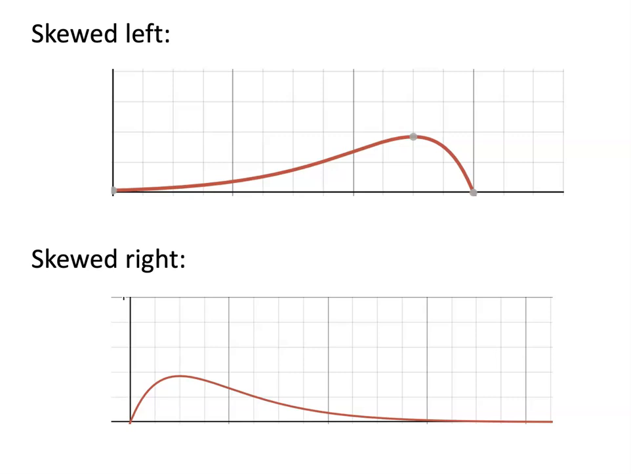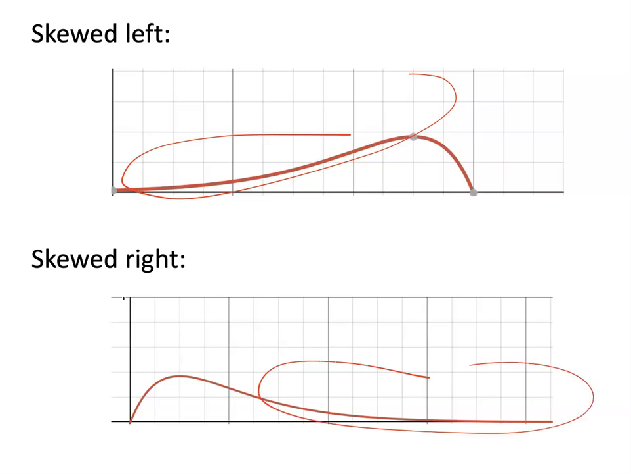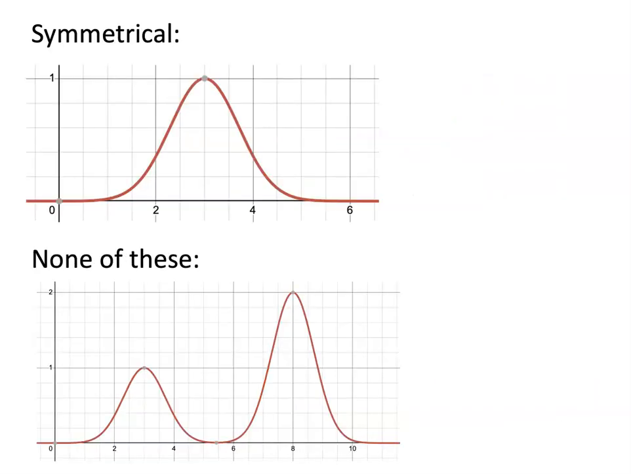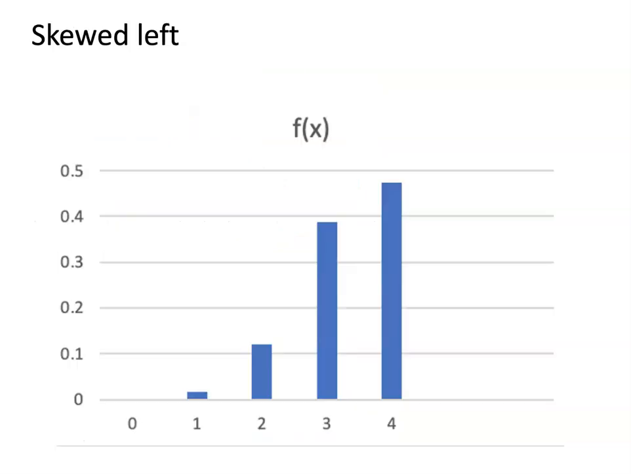Well, if a graph is skewed left, that means this tail is to the left. If it's skewed right, the tail's to the right. If the graph is symmetrical, of course, it's going to look something like this. It's going to be symmetric. And if it's none of these, it's not going to be symmetric, not skewed right, not skewed left, you'll end up with something that looks like this. Okay, our graph is skewed left, so the tail goes to the left.